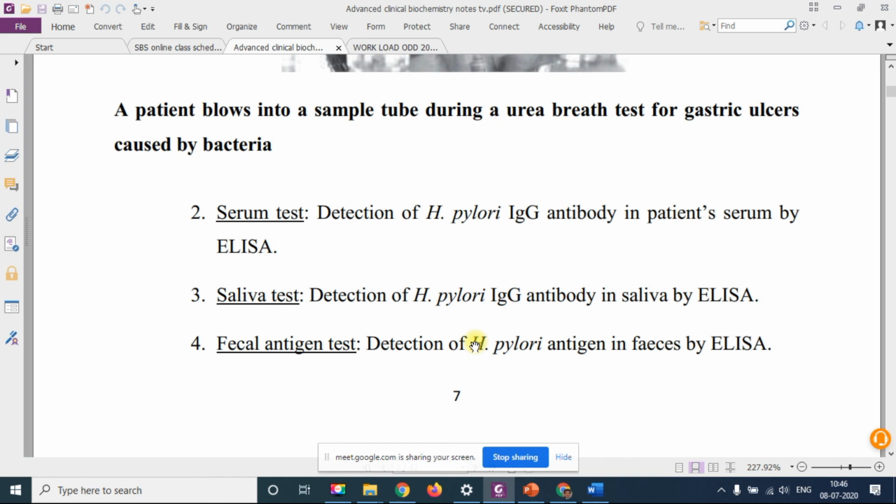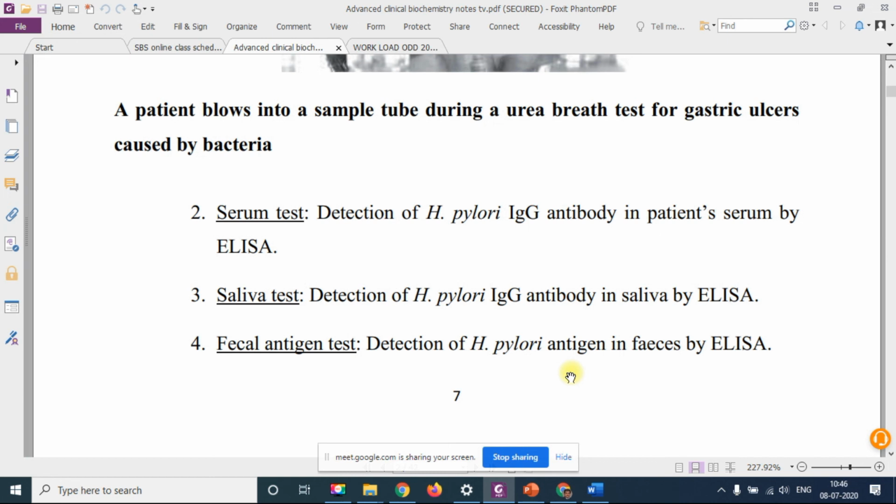The last one is the fecal antigen test. That means the detection of H. pylori antigen in the feces. For the two earlier tests, the serum ELISA and the saliva ELISA, we analyze the antibody. Here the last one is analysis of antigen. That means you have the ELISA well already pre-coated with antibody. That is ready-made. What you have to do is get the fecal sample from the patient.